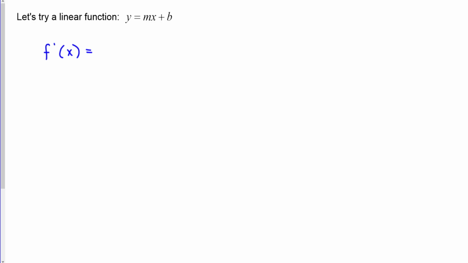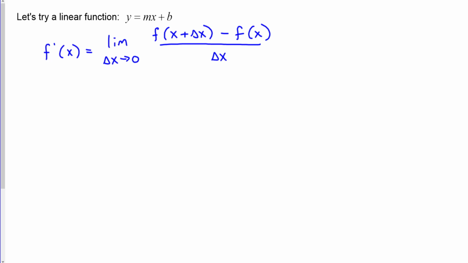Let's see what happens if we apply the same ideas to a linear function, y equals mx plus b. Well, to find the first derivative, we would need to do the limit as delta x goes to 0 of f of x plus delta x minus f of x, all over delta x. So this would become the limit as delta x goes to 0. f of x plus delta x means I would just replace my x in my linear function with x plus delta x. So it's going to be m times x plus delta x plus b, minus the original function itself, which is mx plus b.